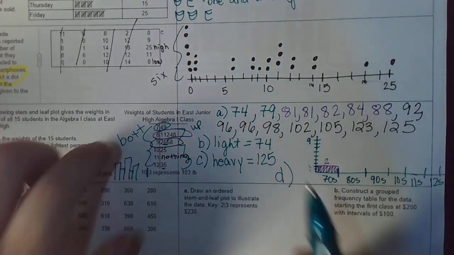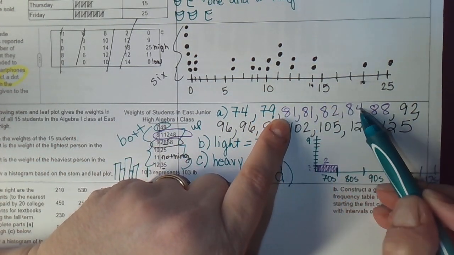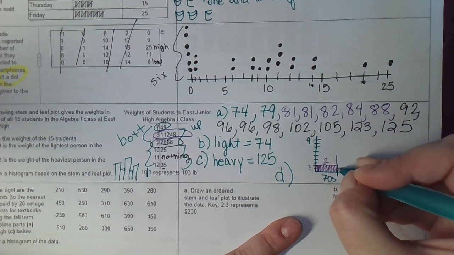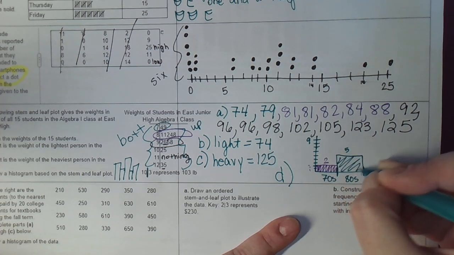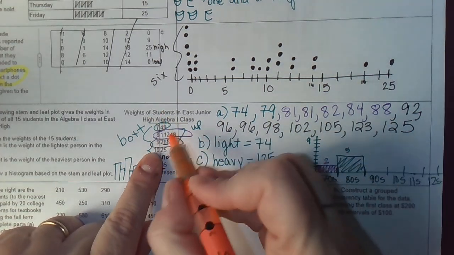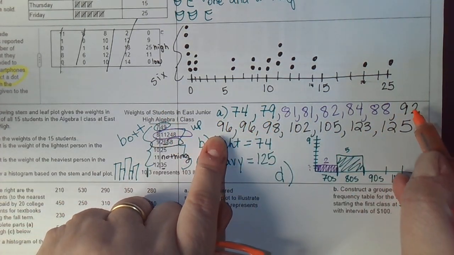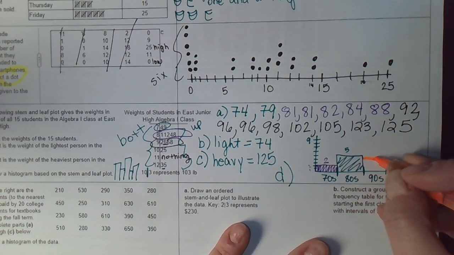Okay, for the 80s, let's see how many 80 numbers there were. 1, 2, 3, 4, 5. So we're going to go 5 high. Okay, then for the next one, for the 90s, there's just 1, 2, 3, 4. Or if we look at the list of numbers, 1, 2, 3, 4 in the 90s. So that's a bar slightly below that.